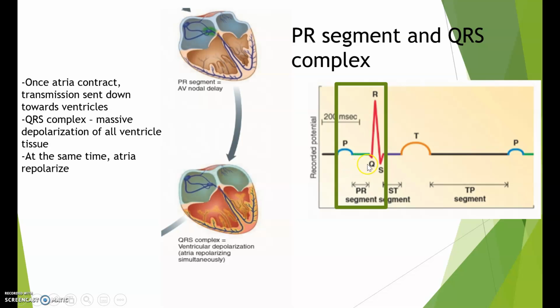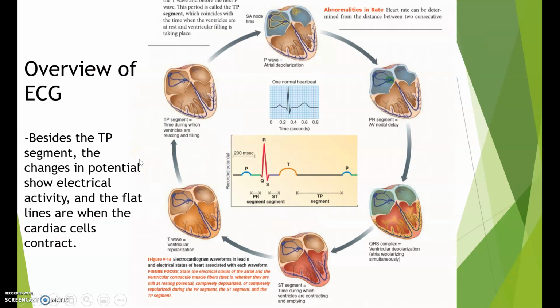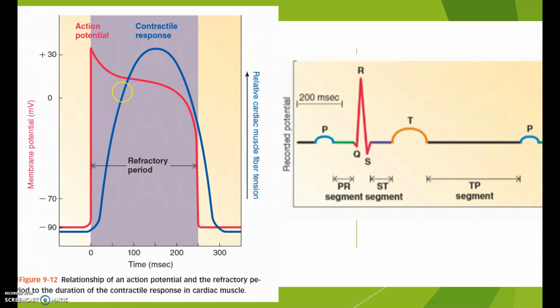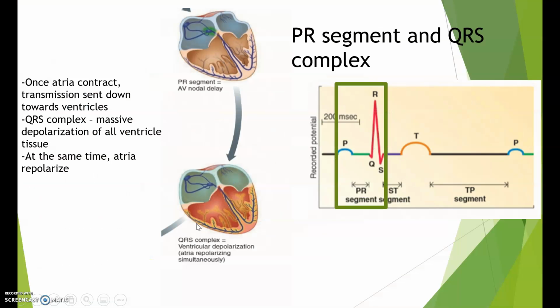This is, again, electrical activity. And during this same time, the atria are being repolarized. So if we look back at the action potential, the repolarization happens around here when it's going back down, reaching that resting potential of -90. So that's what that QRS is also showing when the atria are repolarizing.